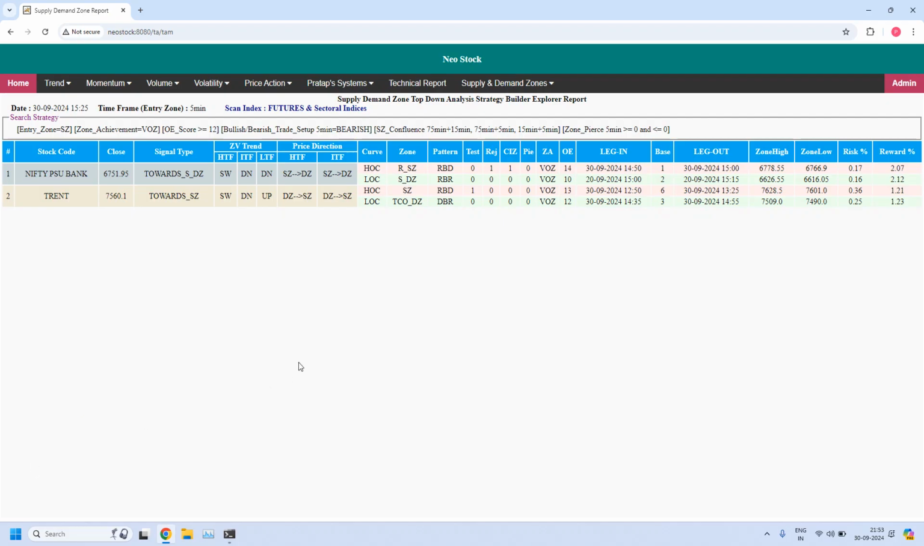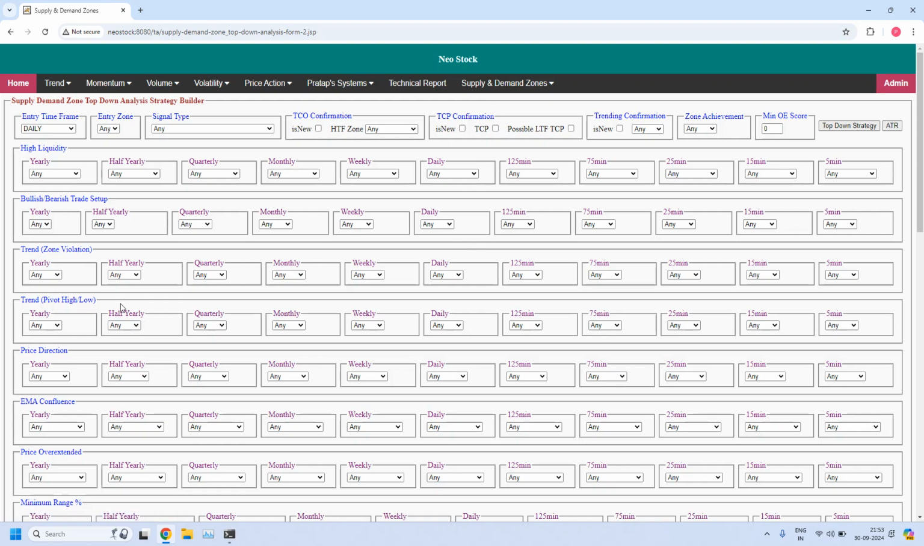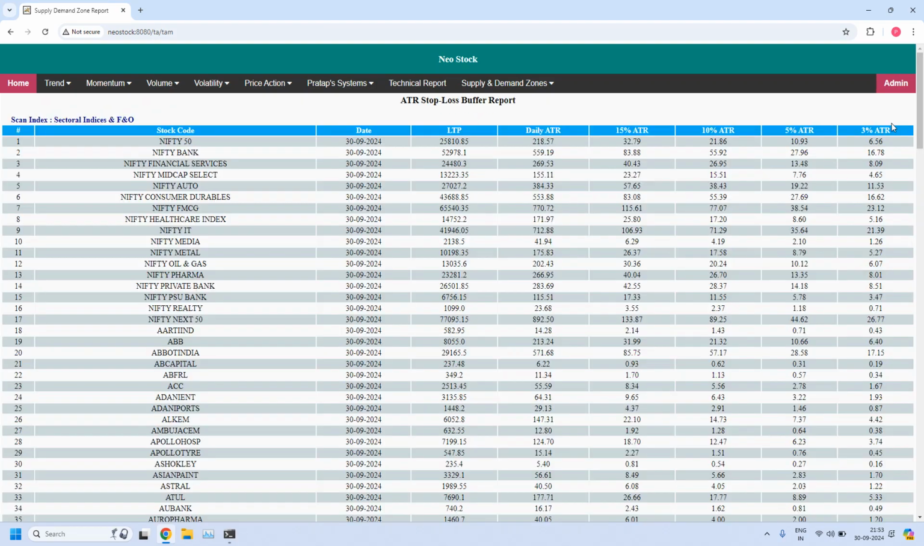So with this we have completed all the 4 income trades. And in the final report, let's generate stop buffers based on daily ATR. All these are the stop buffers. So the first 17 in this list are indices. That includes all the sectorial indices. Remaining all are equity stocks. But the equity stocks are filtered from F&O listed companies.